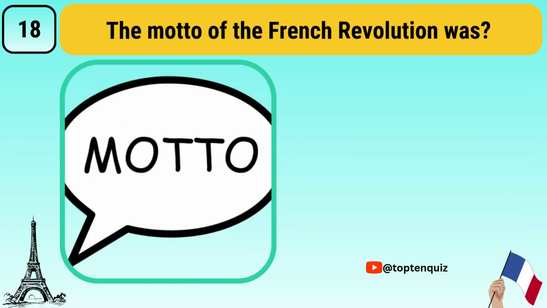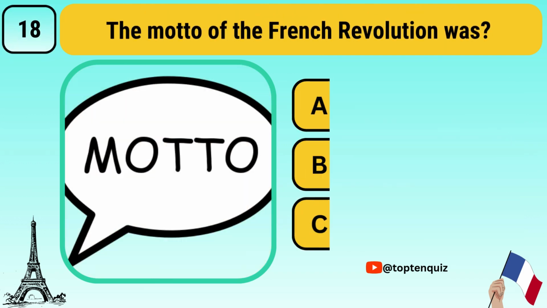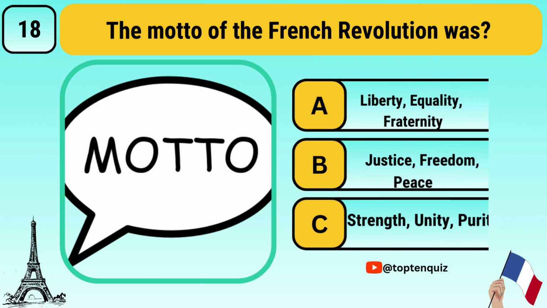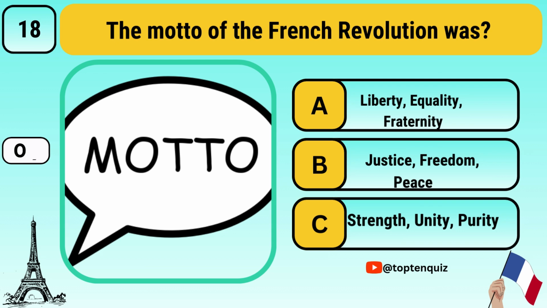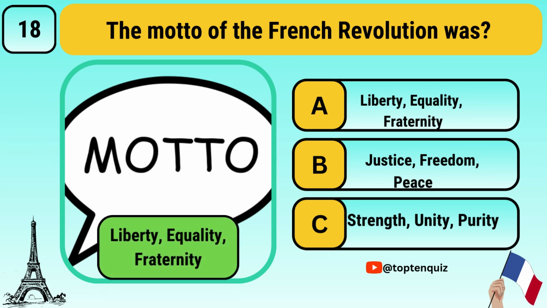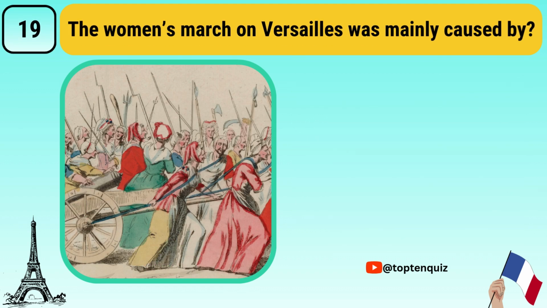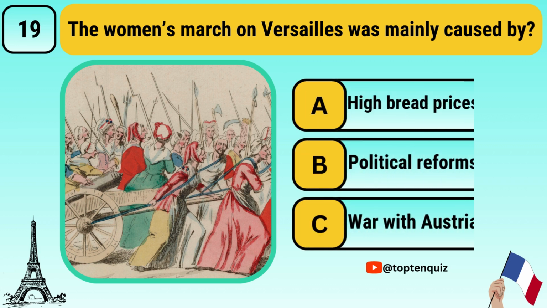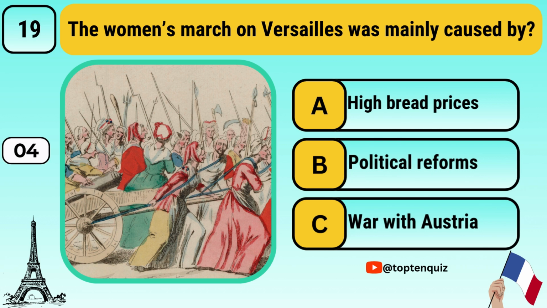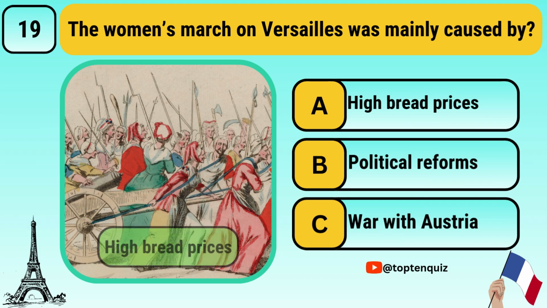The motto of the French Revolution was liberty, equality, fraternity, justice, freedom, peace, strength, unity, purity. It was liberty, equality, and fraternity. The Women's March on Versailles was mainly caused by high bread prices, political reforms, war with Austria. High bread prices.